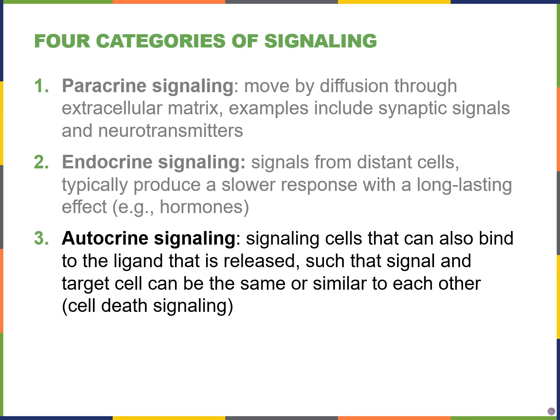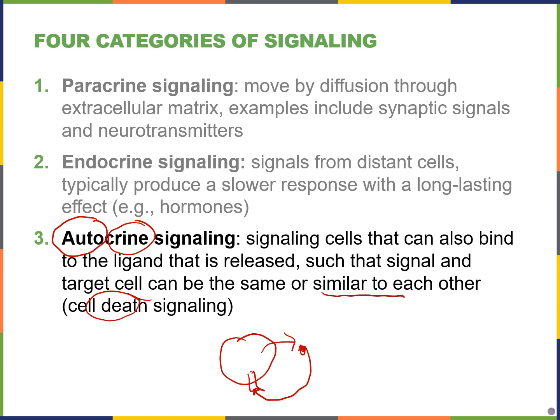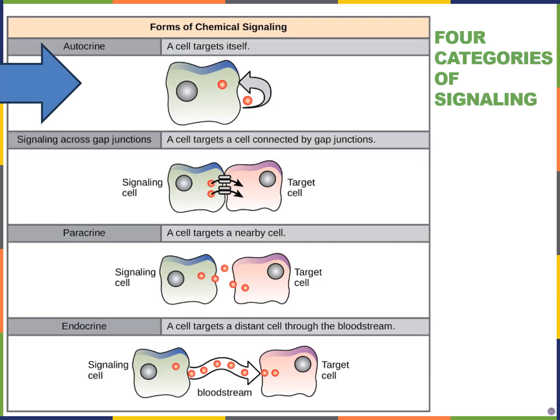Our third category of signaling is called autocrine signaling. And this is kind of interesting because this is self-signaling, where a cell will release a signal, and that signaling molecule will actually bind to the cell that released it to cause some kind of response in the cell. In other cases, there are signals that are released and bind to something similar to the original cell, and that causes either activation of the cell or cell death signaling. And autocrine signaling is depicted up here, where the cell targets itself.